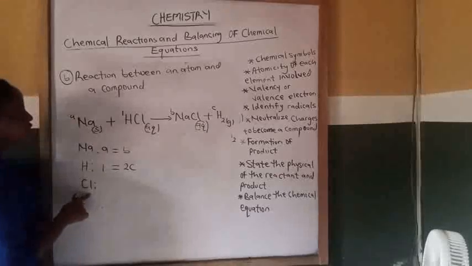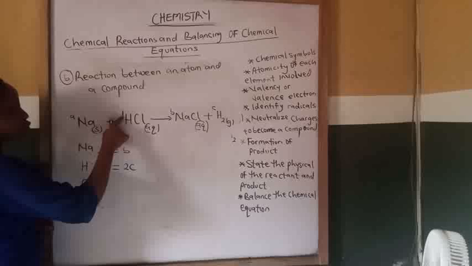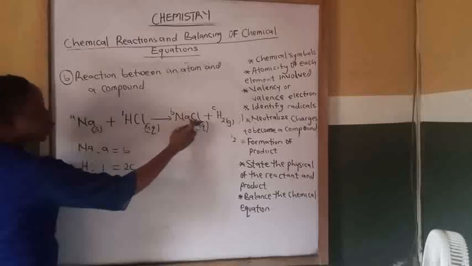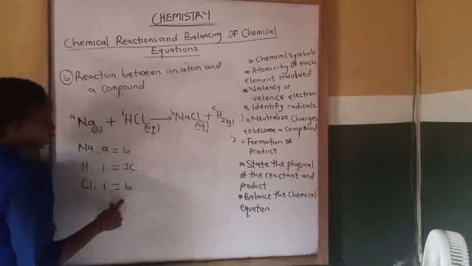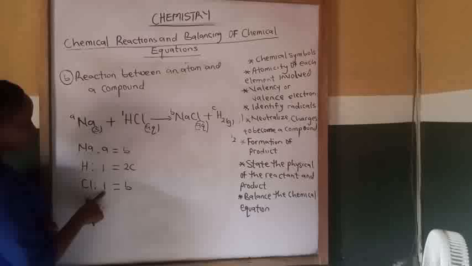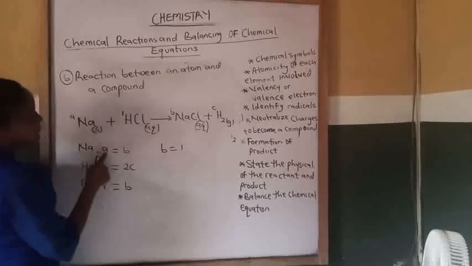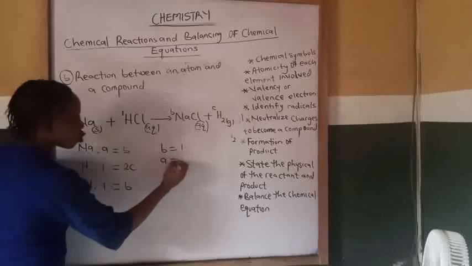So then chlorine. How many chlorine at this side? That's 1. 1 times 1 will give us 1, equal to, how many chlorine at this side? That is 1. 1 times B will give us B. So it shows that our B equal to what? 1. B is equal to 1. Then A equal to B. So the value of A equal to B. So therefore, A equal to 1.